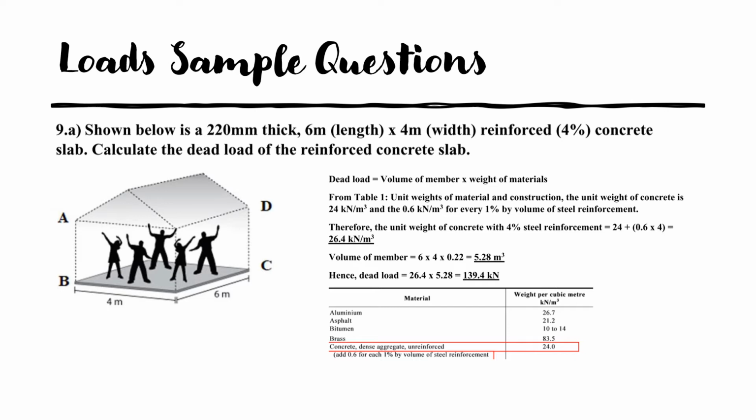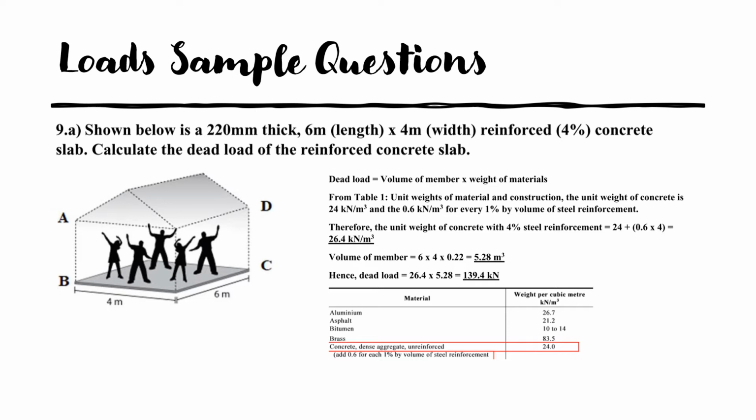First question, it says, in the graph attached below is a 220 mm thick, 6 meters long, and 4 meter wide reinforced concrete slab with 4% of steel reinforcement. Then the question asks you to calculate the dead load of the reinforced concrete slab.